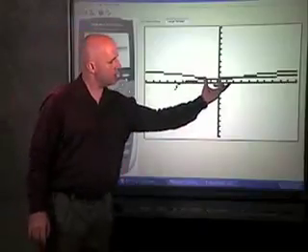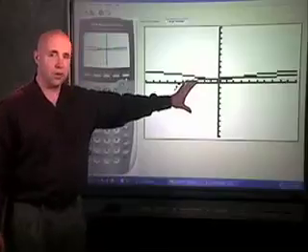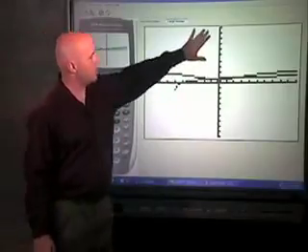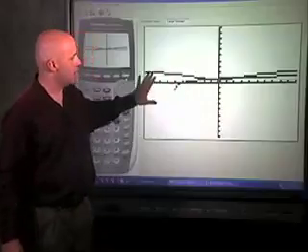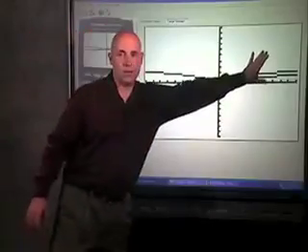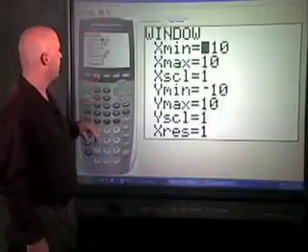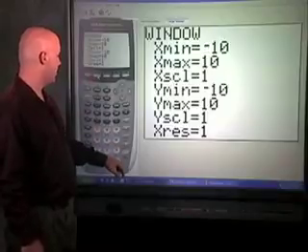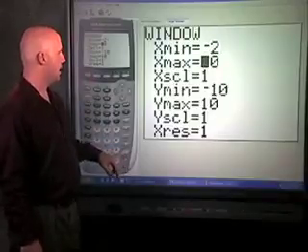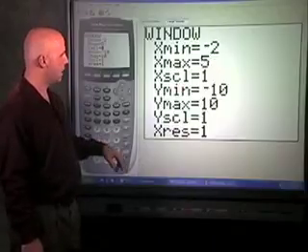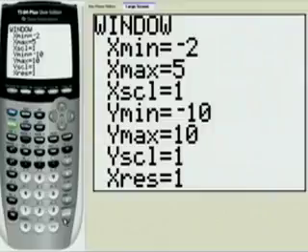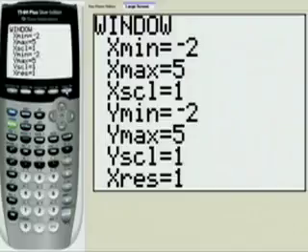It looks like they might be crossing someplace in the middle, but we don't have a really good view, so we're going to have to adjust our window settings. Notice we have a lot of white space that we really don't need. We don't see any intersection points over here, and it doesn't look like there will be any out this way. So we're going to narrow our field of vision to this middle region. We'll go to our window settings, and we might cut that down: x min to negative 2, x max maybe 5, and we use a scale of 1. For y min, let's use negative 2 and a y max of 5. And let's graph that.